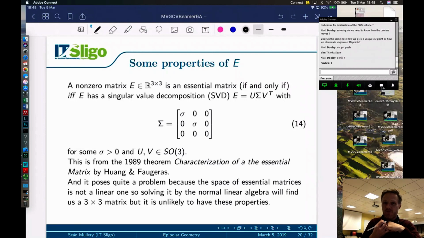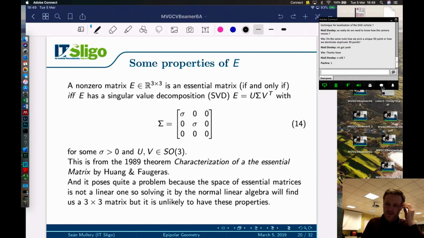So a non-zero matrix E, so just as long as it's a 3x3 that isn't full of zeros, is an essential matrix if and only if E has a singular value decomposition of the following. E is equal to U sigma V transpose, where sigma, which is a diagonal matrix, has to have the same 2 singular values and then a 0. Now, singular values and eigenvalues are not exactly the same, but you can think of them in a similar way here. What this is basically saying is that if you thought of these as eigenvalues, 2 of them would have to be the same, and one of the eigenvalues would have to be 0.